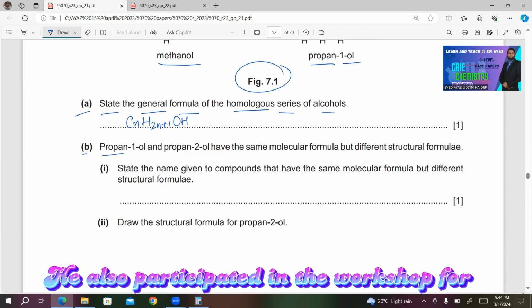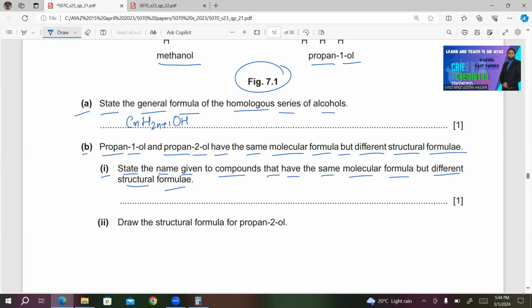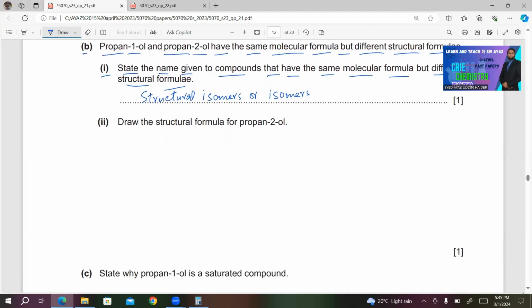B. Propan-1-ol and propan-2-ol have the same molecular formula but different structural formula. 1. State the name given to compounds that have the same molecular formula but different structural formula. You call it isomers or structural isomers. Structural isomers, or even you can write isomers for this. B part 2. Draw the structural formula for propan-2-ol.